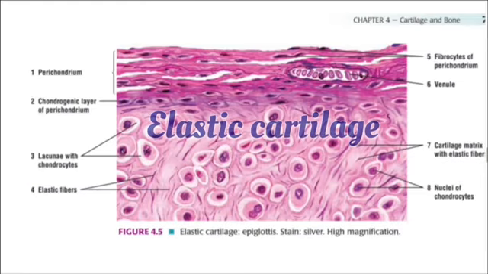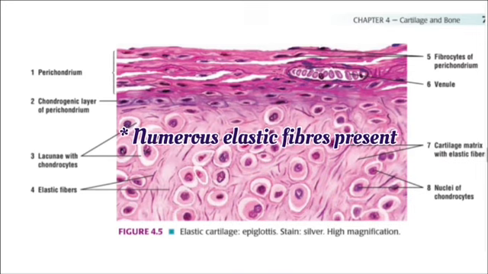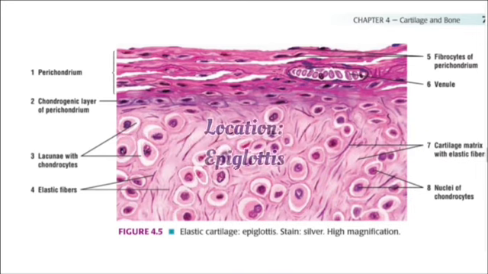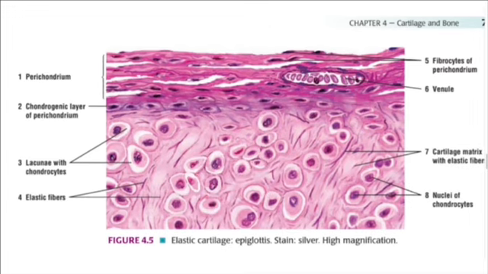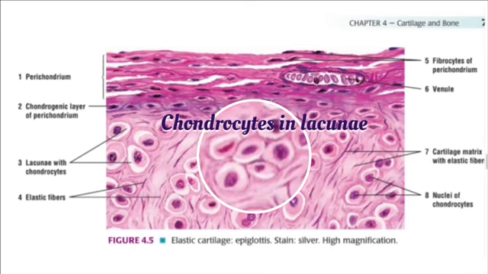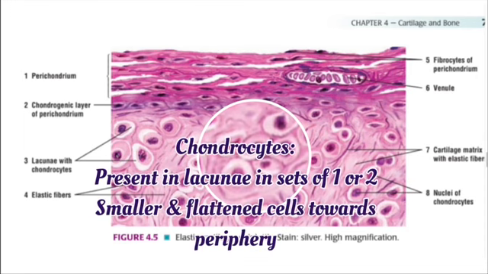The next category is elastic cartilage, which differs from hyaline cartilage principally by the presence of numerous elastic fibers. Epiglottis is a classical example of elastic cartilage. The cells, which are otherwise called chondrocytes, are present in lacunae just as they are present in hyaline cartilage. They are present in sets of 1 or 2.